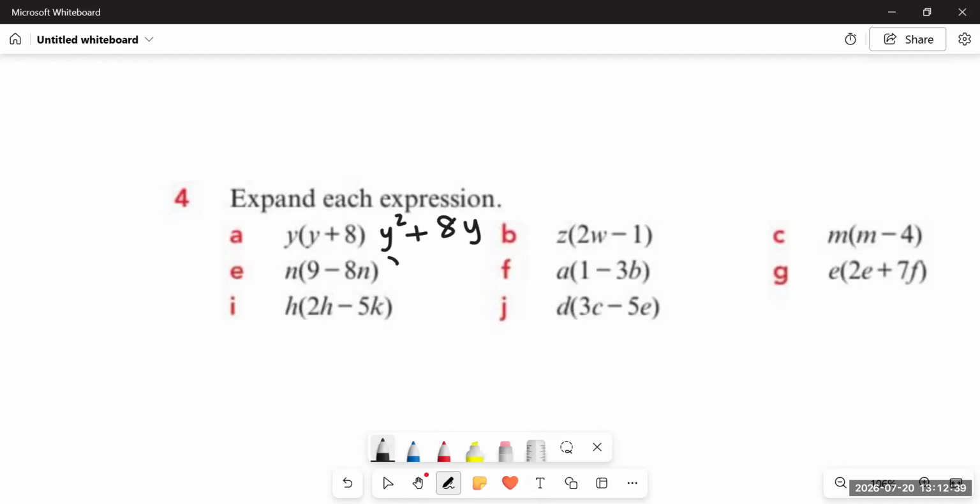n multiplied by 9 is 9n, minus 8n multiplied by n is 8n square. Then h multiplied by 2h is 2h square, minus 5 multiplied by hk is 5hk.